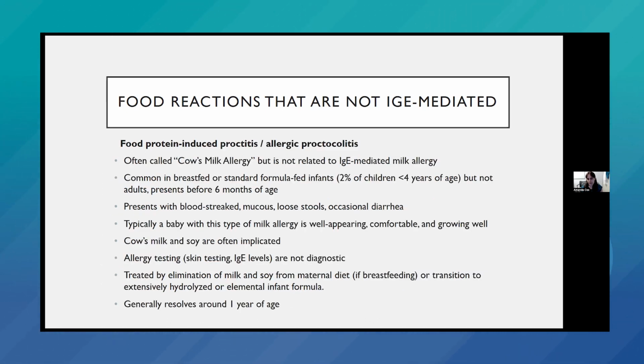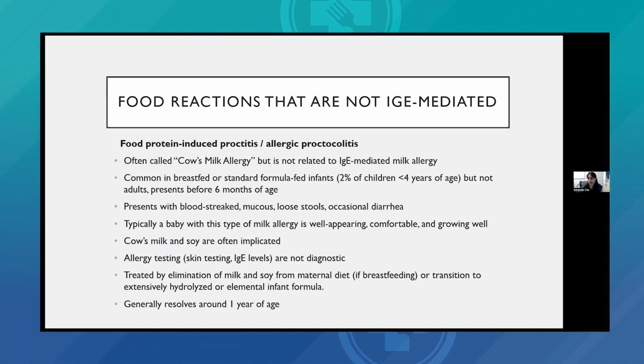Another very common food reaction that's not IgE mediated that we see very often in infants is called food protein induced proctitis or allergic proctocolitis. It's often called cow's milk allergy, but it's not related to IgE, so it's a very different entity from the other type of milk allergy. This milk proctocolitis is common in breastfed or standard formula fed infants, affects about 2% of children under 4 years of age, does not affect adults, and usually it's seen before 6 months of age.